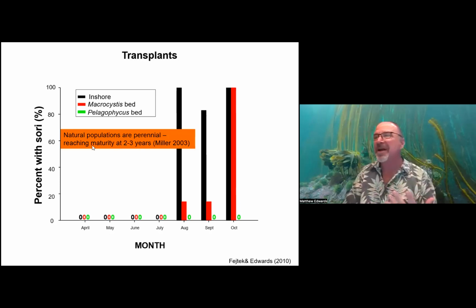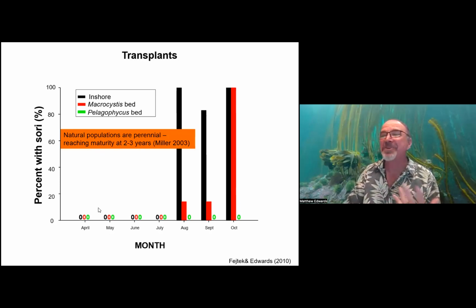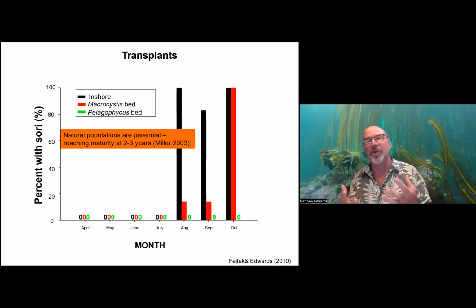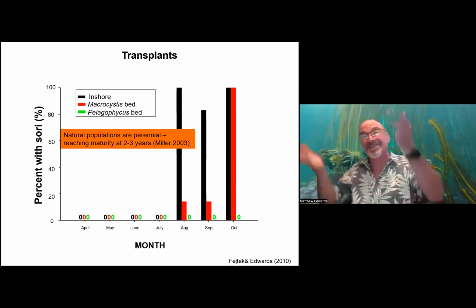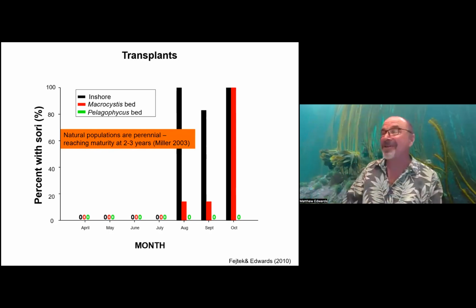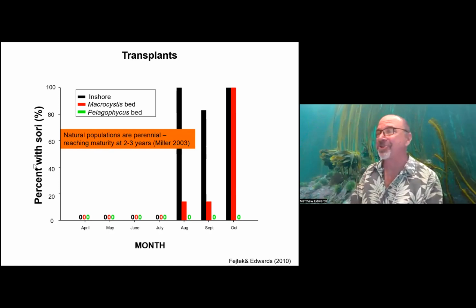And in fact, if you leave them in the very deep, it might take 2 to 3 years to become mature. So not only were they growing just as well, they became reproductive sooner because they hit the surface sooner. And so it told us that the adult sporophytes actually might even prefer to be in these shallower waters.